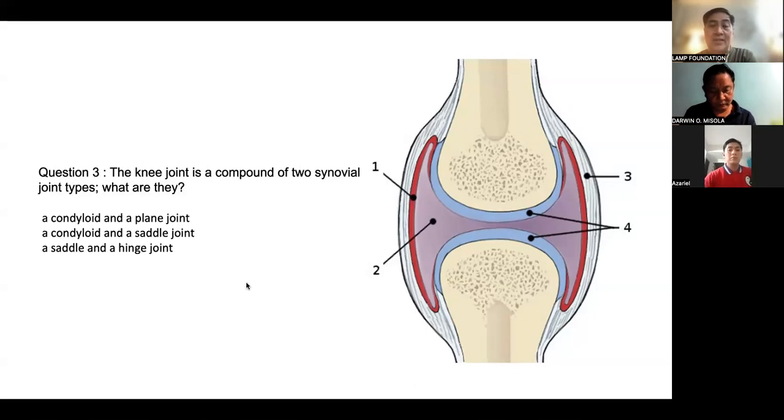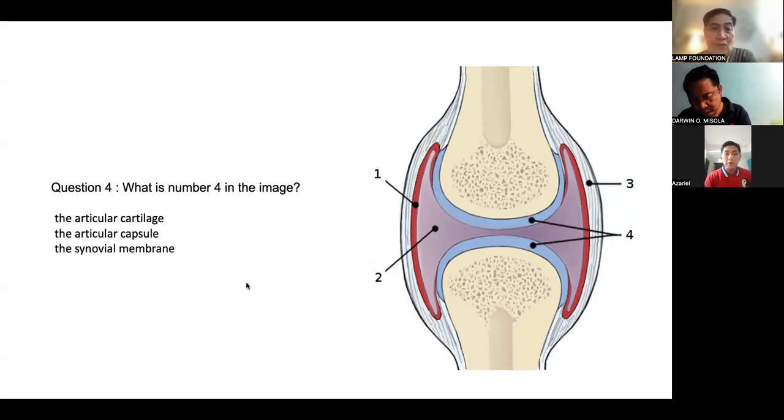The knee joint is a compound of 2 synovial joint types. What are they? Saddle and hinge joints. No. Condyloid. Condyloid and saddle joint. What is number 4 in the image? Articular cartilage.